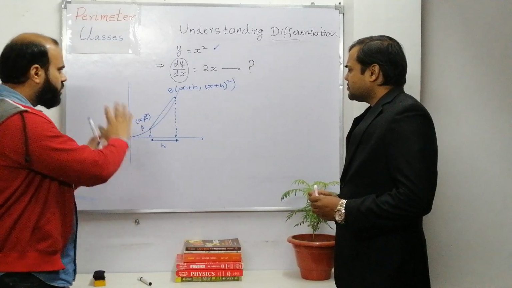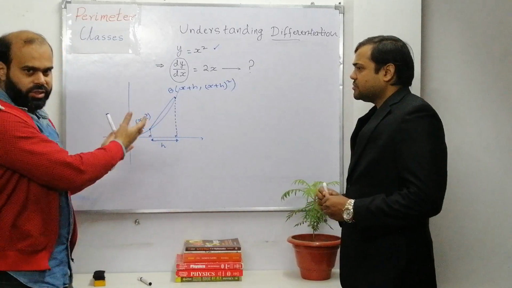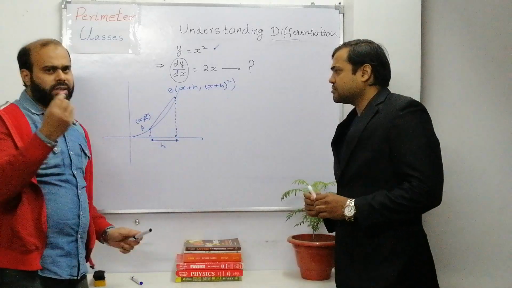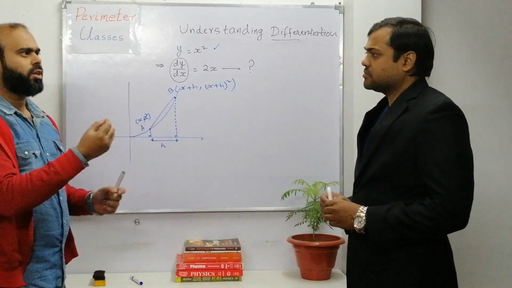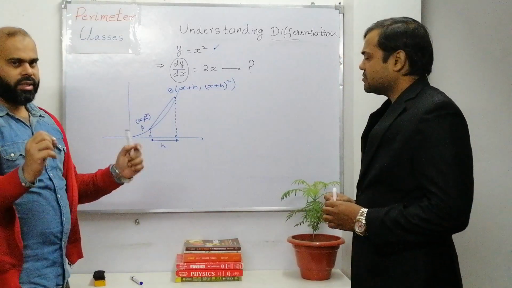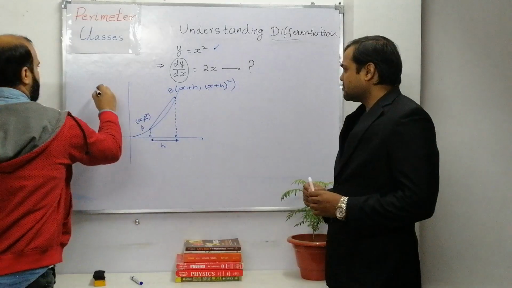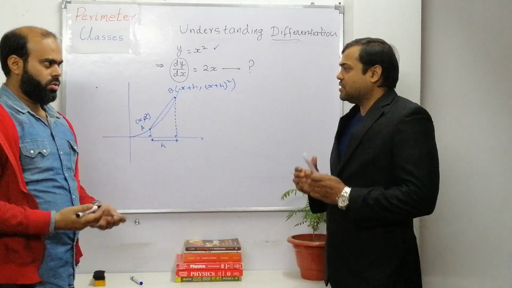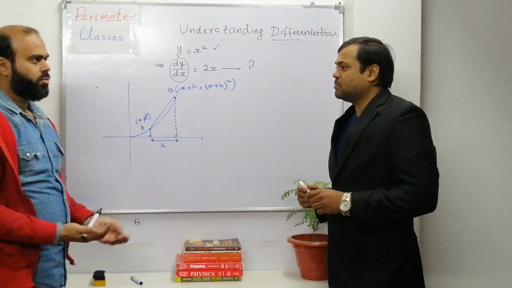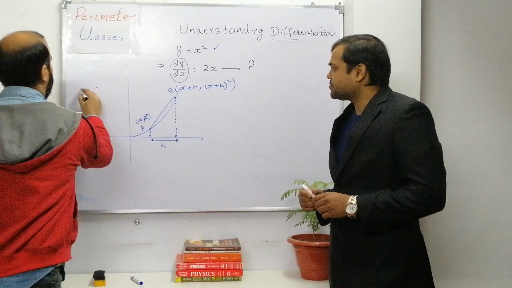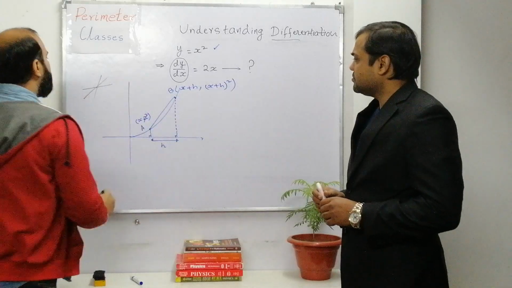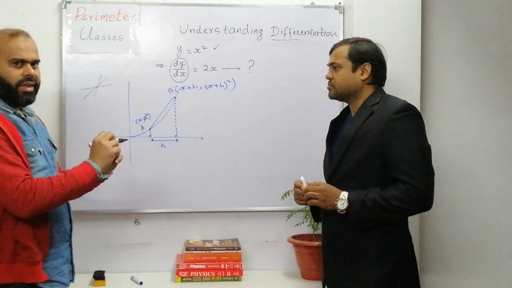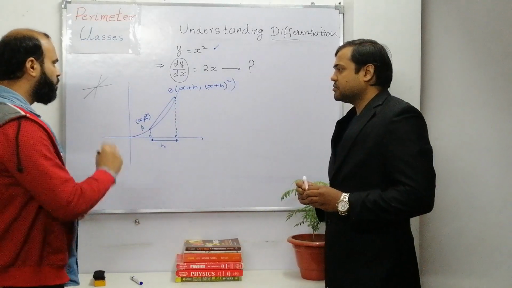Now, how does this chord become a tangent? This is the question. When we draw a unique line, that line should pass through at least 2 points. Otherwise, if we have just one point and try to draw a unique line through it, it is not possible, because an infinite number of lines can be drawn through a point. So first we have to understand that in order to make a unique line, there should be 2 points, not 1 point.